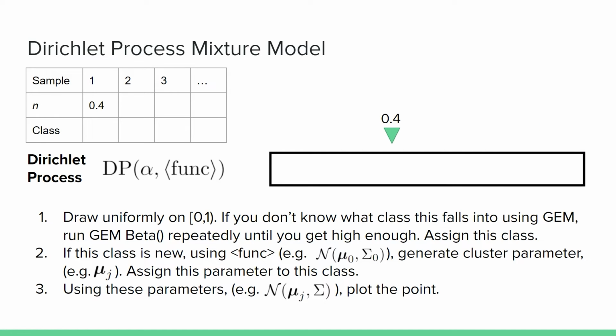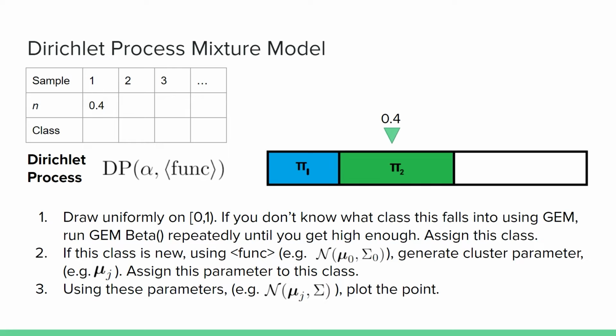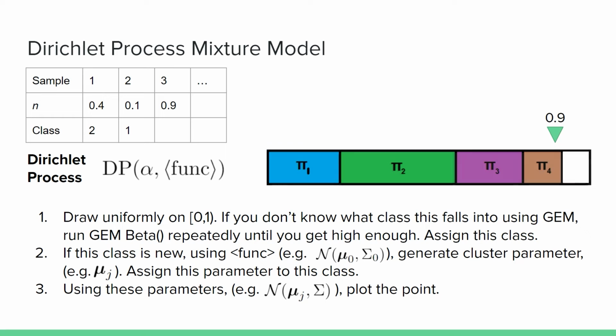Say I draw 0.4 randomly, but I don't know what class it falls into. I run a GEM once, and I still don't know. I run it again, and now I know that it falls within the pi 2 probability, so it belongs to class 2. If I draw a 0.1 on the next turn, I already know it falls within class 1. If I draw a 0.9, I now need to run 2 stick breaks in a row until I have the region that 0.9 falls into, which is that of pi 4.